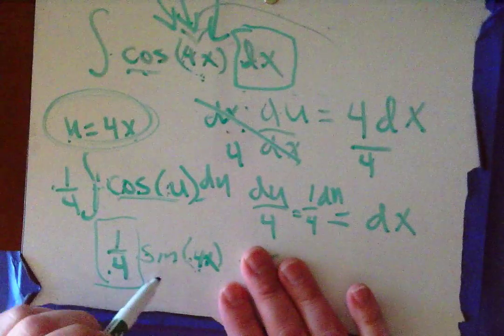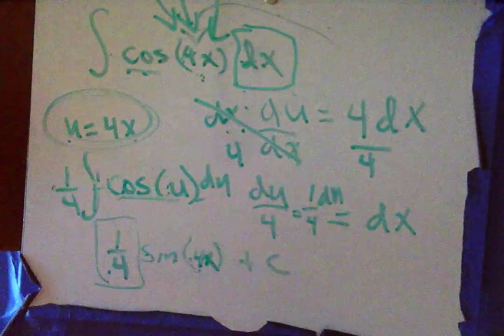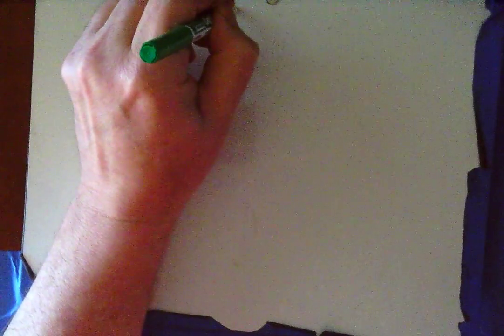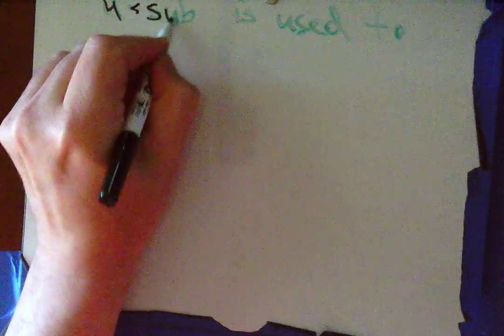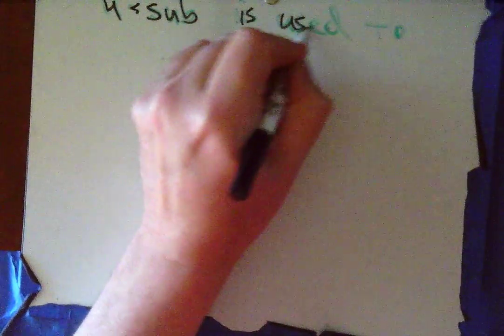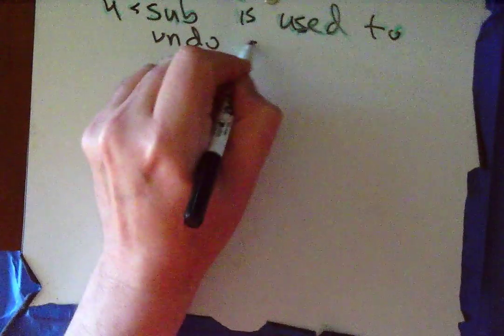They get canceled out. So when am I doing u sub? Well, one way I can think about a u sub is I see a function and its own derivative, but I also know now that a u sub is used to undo chain rule.